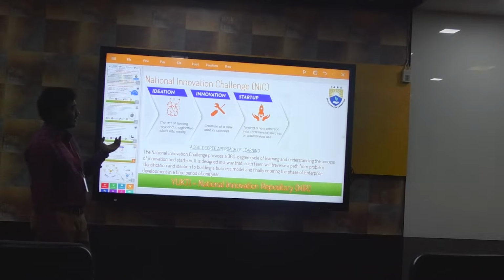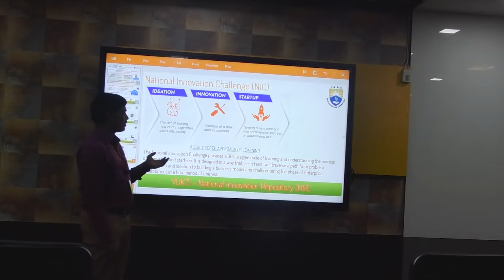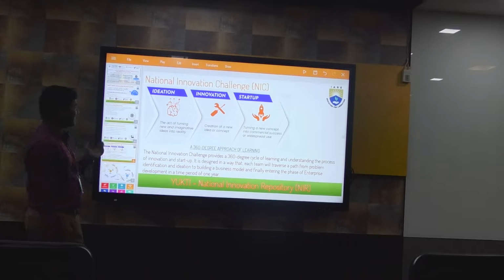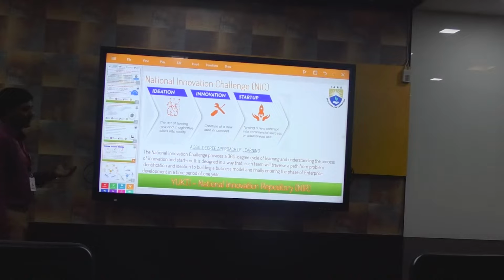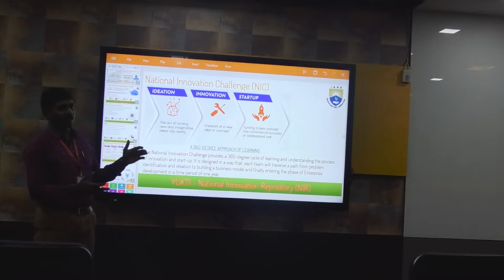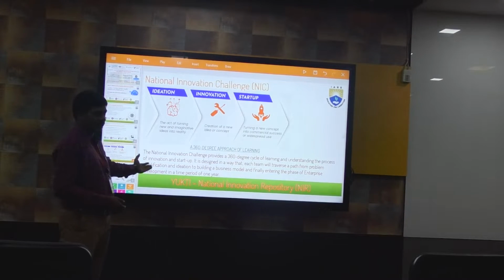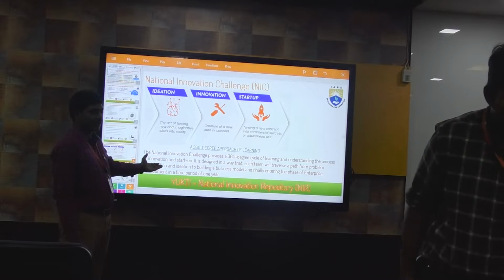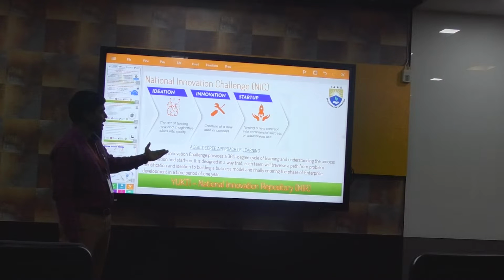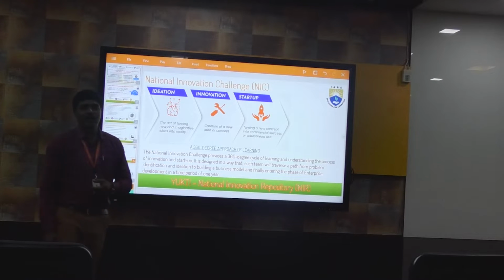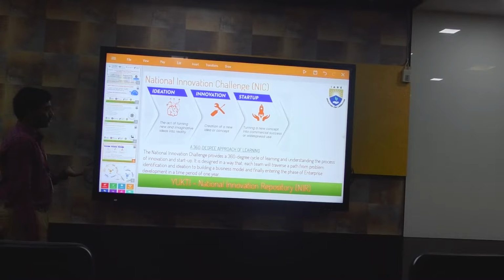So this NIC is a 360-degree learning approach. Basically it is a cycle of learning and understanding the process of innovation and startup. They have defined a set of activities to be done throughout the year, so that within one year the students go from the ideation level, or identifying the problem, to launching a startup. Each team is going to traverse a path from problem identification, the first level, then ideation, the second level, making a prototype and proof of concept, then building a business model, and finally venture creation. So these are the steps.